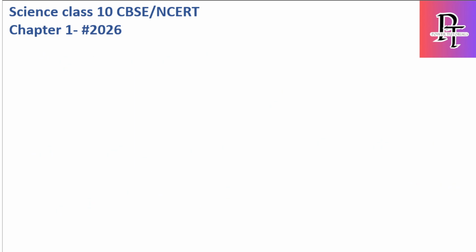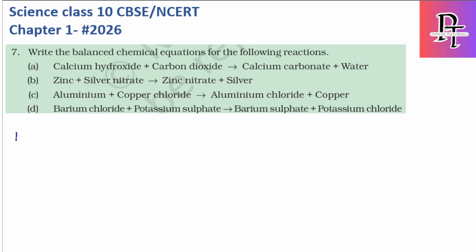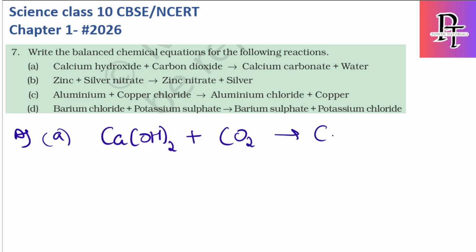Okay, let's move to the next question, which is the seventh one. Write the balanced chemical equation for the following reactions. Okay, calcium hydroxide, which is Ca(OH)2, plus carbon dioxide, which is CO2, gives rise to calcium carbonate and water.